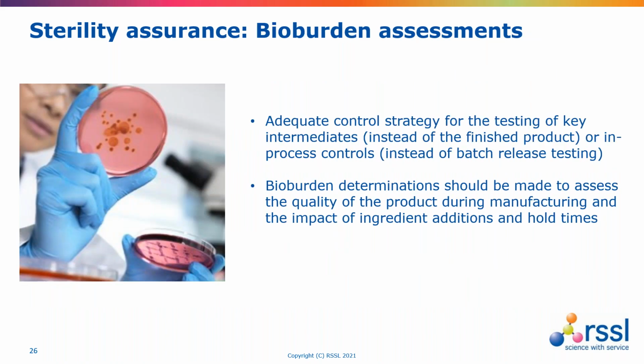There should also be bioburden testing of key intermediates and a program of in-process controls and in-process testing. And these tests can be used to generate some key critical quality attributes and give an indication of the likely contamination of the finished product. So there should be bioburden determinations, particularly at the point of ingredient additions and after each hold stage, because that is the point where microbial growth can commence from.